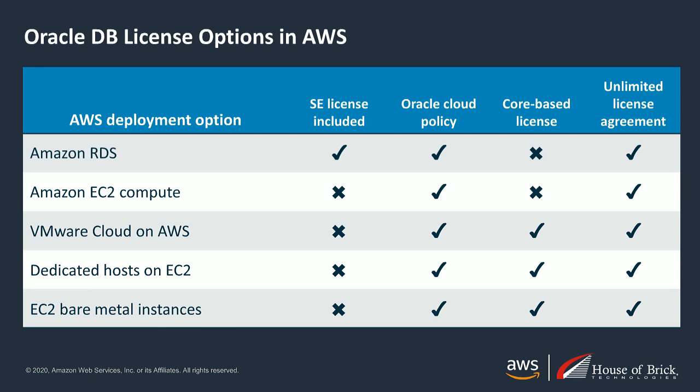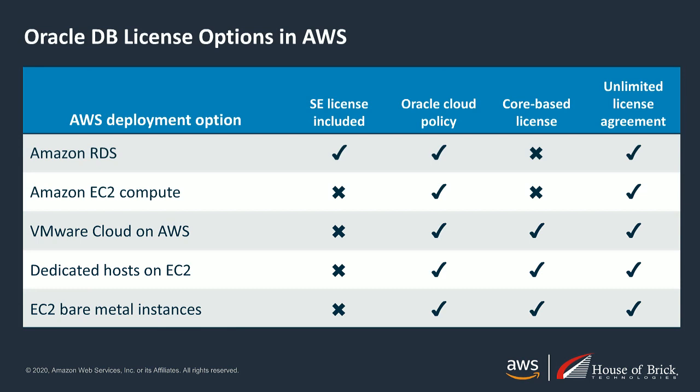If you want to do traditional core-based licensing and not use the cloud policy, a lot of people don't realize this, but you can do that in AWS. You just need to have dedicated servers where you can point to servers and say, I'm using this server, it is for my workloads, and I know how many processors are in it, so I can count the processors and license it via traditional metrics based on physical processors.